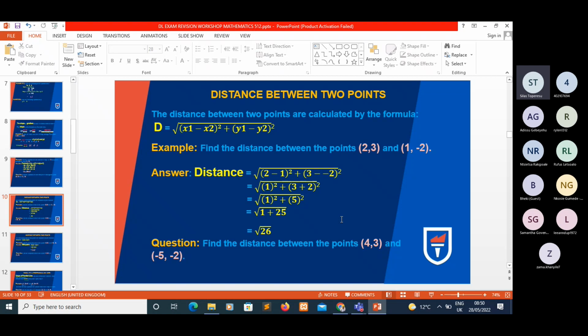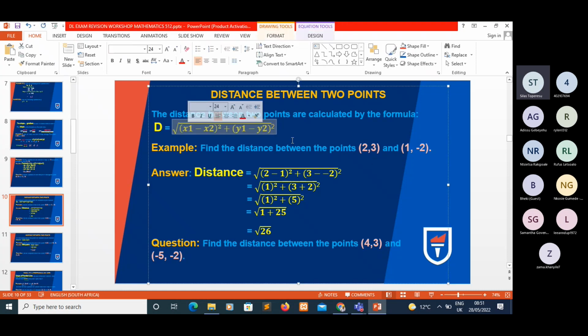The next part of our question that we need to address is distance. How do you calculate the distance between two points? Whenever you're given two points or two coordinates, and the question says calculate the distance between these two coordinates, you simply have to use the distance formula.